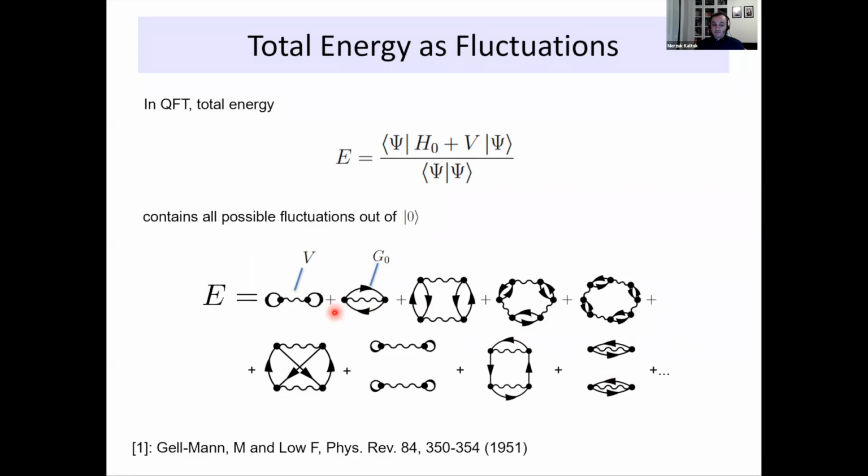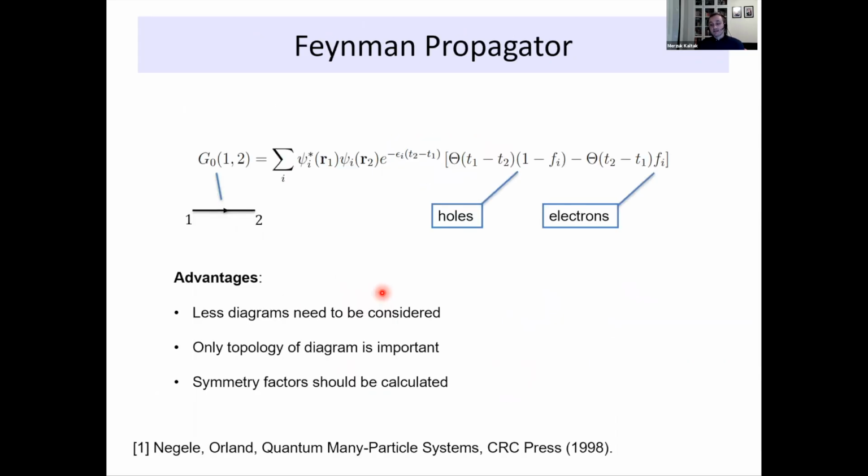As in the GW case, one only needs two ingredients to evaluate these diagrams as integrals. So we need the Coulomb interaction and we need this Feynman propagator, or the so-called free Green's function. I'm repeating here, this function describes the free propagation of both an electron and a hole. And using this function, the number of diagrams that have to be accounted for is tremendously simplified and reduced, because we only have to look at the topology of the diagram. However, we also have to account for the symmetry of a diagram, and how to do that is written in this really good book. Definitely a good read.